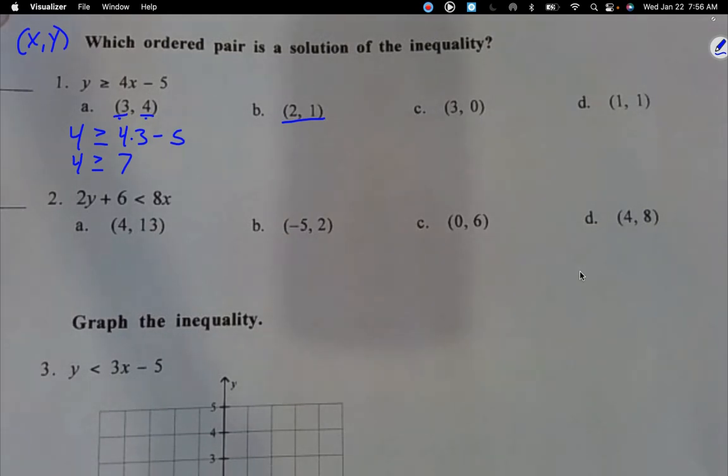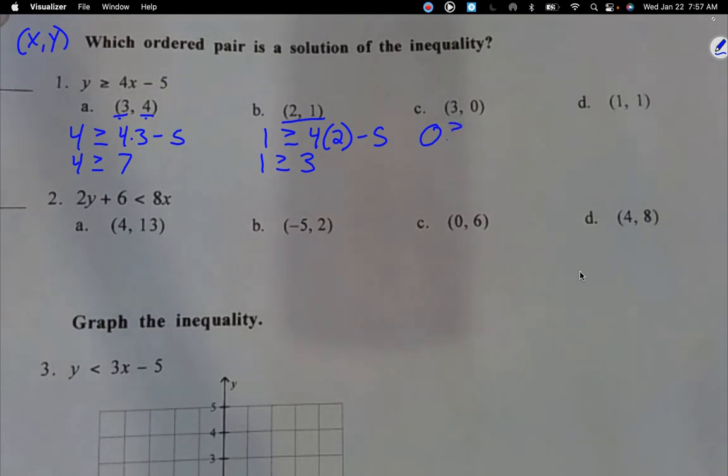Now let's try this one. Let's plug in 1 and 2. So my Y is 1, greater than 4 times 2 minus 5. What is 8 minus 5? 3. Is 1 bigger than or equal to 3? No, it's not. So that's not an answer. Then we'll go to C.